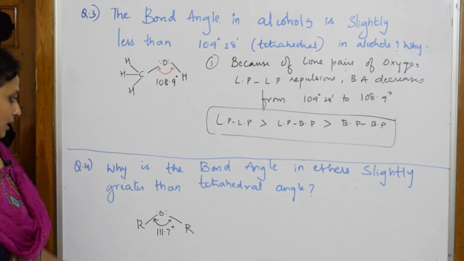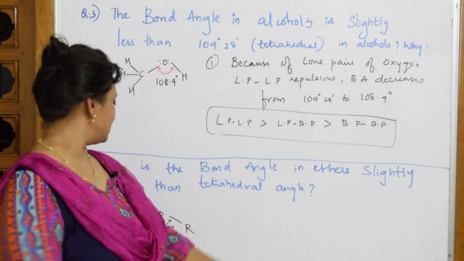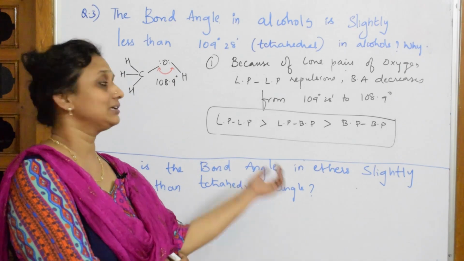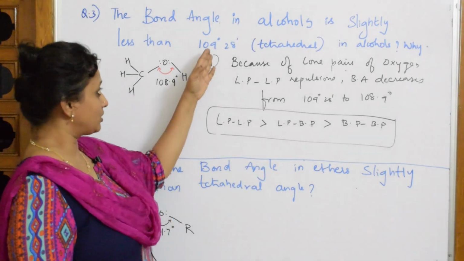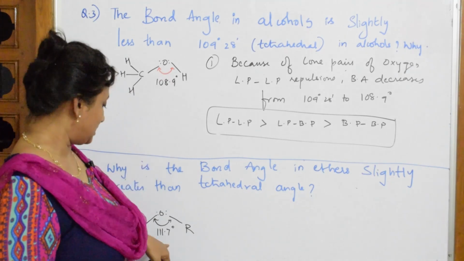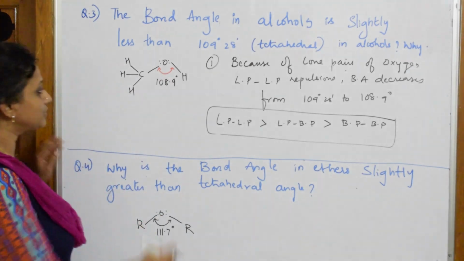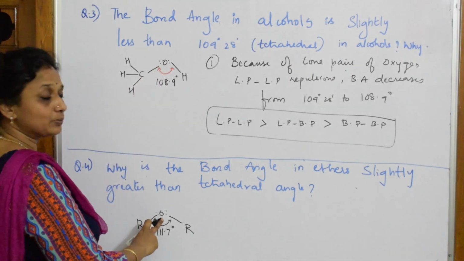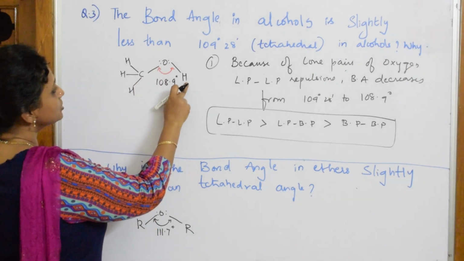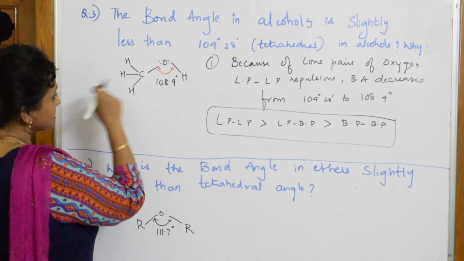Let us read one more. Why is the bond angle in ether slightly greater than tetrahedral? Here they said it is lesser, here they are saying it is greater. Here it is 109 degree, but here it is 111.7. Now what difference are you finding? Here you have lone pairs, here also you have lone pairs. Here you have a smaller hydrogen atom, and there, 3 hydrogen atoms with 1 carbon.